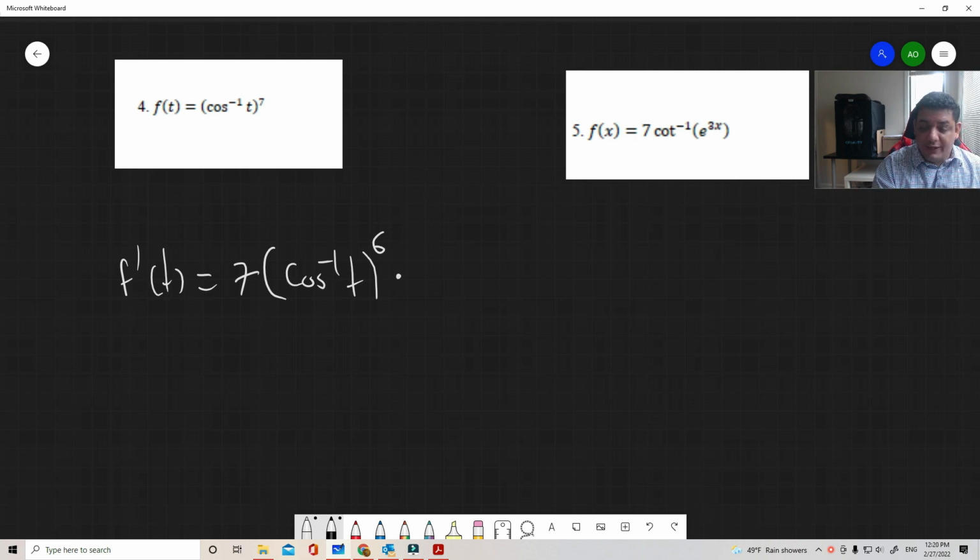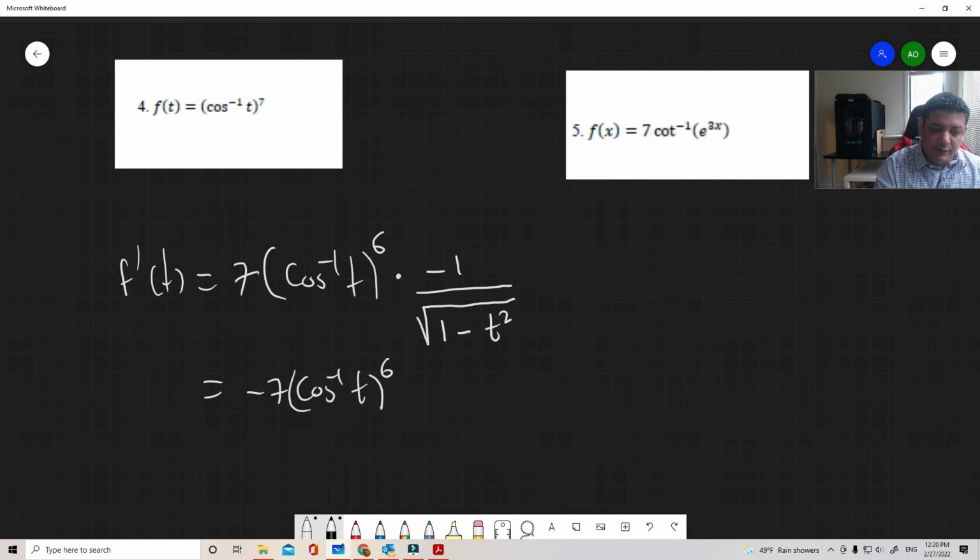And at this point is where the inverse trigonometric function kicks in. This is cosine to the minus 1, so we got that this is minus 1 over the square root of 1 minus t squared. Notice that you always have to put the square with the variable that we have. In this case, we have variable t, so that's why it's t squared in here. Okay. Again, this can be simplified a bit, not a lot. So we get minus 7 cosine to the minus 1 of t to the power 6 over the root of 1 minus t squared. And that's for number 4.